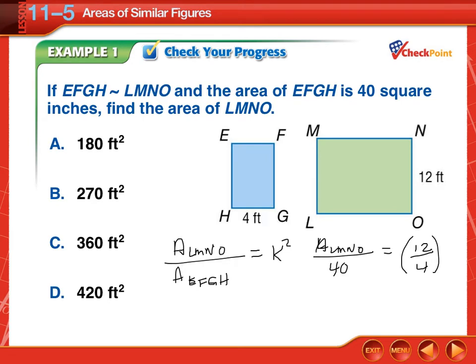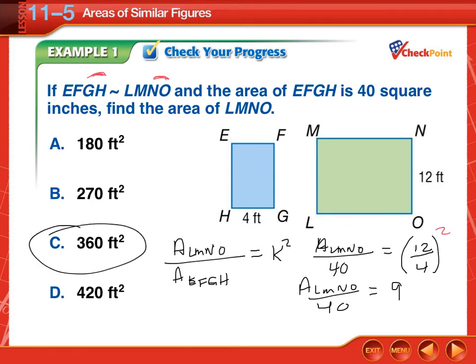So looking at corresponding sides here again, we've got HG or GH here in third and fourth, and NO in third and fourth. So that's our ratio. Okay, so we've got the area of LMNO over 40 equals the square, and I'm just going to convert 12 divided by 4 to 3, equals 9. Therefore, the area of LMNO when we cross multiply is 360 square feet.